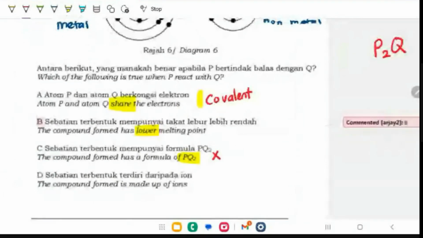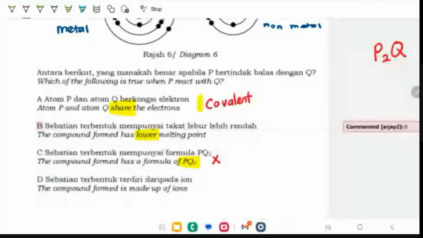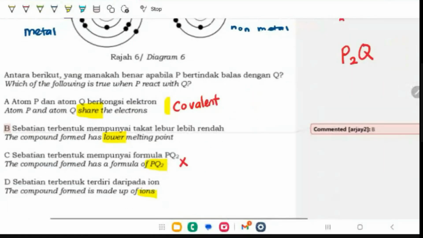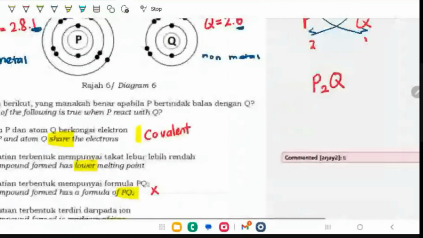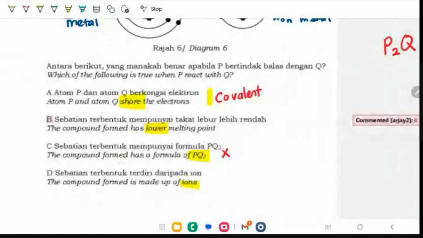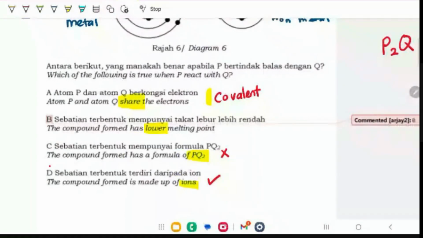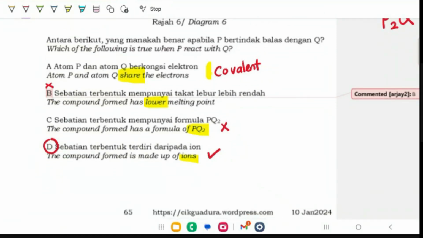Now D: the compound formed is made of ions. Correct or not? Correct, because here it forms charges. So the correct answer should be D. B is not correct. Any question for this? No question. P2Q. Any question, please ask.